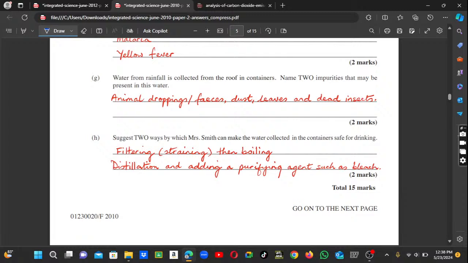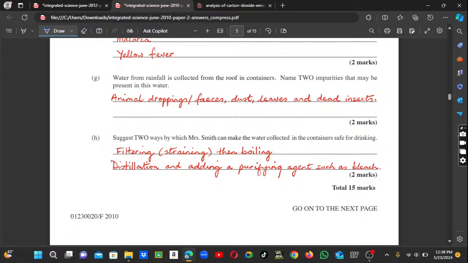All right, guys, I need everyone to pay attention. Today on your exams, CXC is going to ask you this question. They may ask you to state 2 ways you can make water purified for drinking. We can use chlorine, or we can boil the water. We can also filter or strain the water, then boil. We're talking about distillation. We can also add purifiers such as bleach, chlorine.